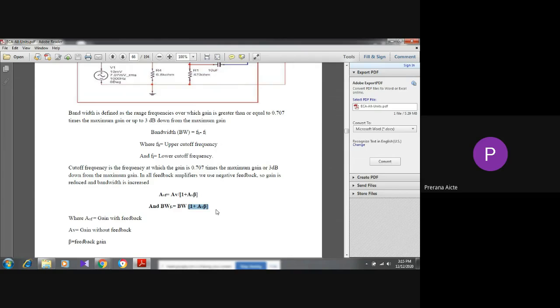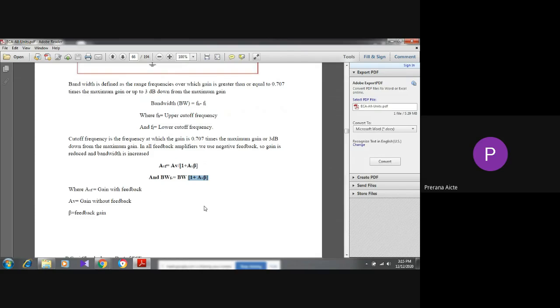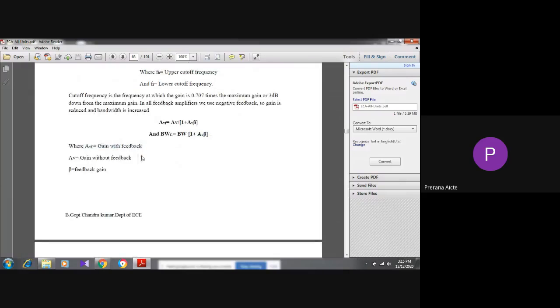In the starting, I said the features of negative feedback. So what are the features of negative feedback? Gain decreases, bandwidth increases, stability increases, and noise and distortion decrease. So remember these features. In this formula, AVF means gain with feedback, or we can call it the gain of the feedback amplifier. AV means gain without feedback, or the gain of the basic amplifier. And beta means feedback gain, feedback ratio, or feedback factor.